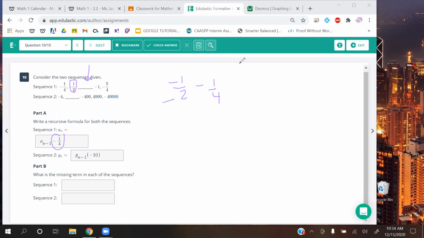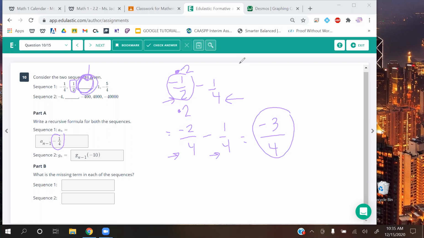So in order to subtract this, you want them to have the same denominator, and we don't have that right now. This one is a 2, this one is a 4. So you're going to take this first fraction and multiply by 2 on the top and bottom so that we can get negative 2/4. So the negative 1/2 changes itself to negative 2/4. Minus 1/4. And now they have the same denominator. They both have a 4, which means you can just subtract across the top. So negative 2 minus 1 is negative 3, and it's over 4. So this is the missing term right here, okay?